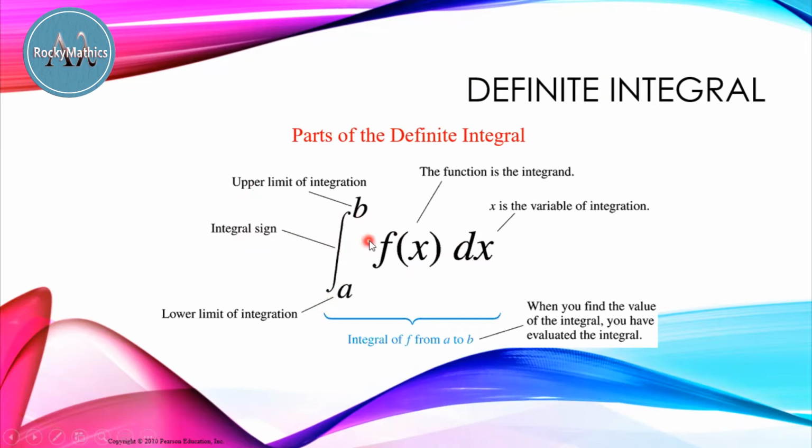Now, in definite integral, we have this letter A and B. Letter A here is what we call the lower limit of integration, and B is the upper limit of integration, and this f of x is the integrand, which is the function given, and x is the variable of integration. We also note that A and B can be any real number. Now, we read this one as the integral of f of x dx evaluated from A to B, or simply the integral of f from A to B.